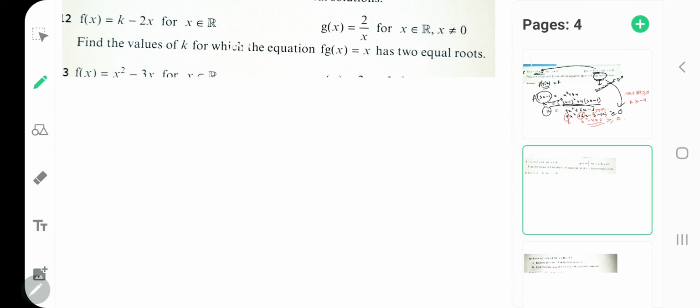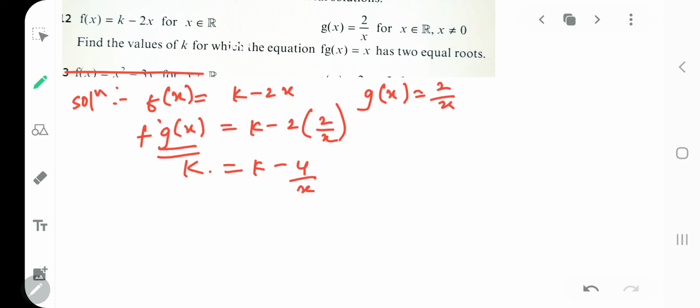Okay, can we take our next problem? Here we have f(x) = k minus 2x. Perfect. For x belonging to real numbers, g(x) = 2x. Find the value of k for which the equation f(g(x)) = x has two roots. Okay, my dear kids, what we have done here is, you have been given that f(x) is this, g(x) is this, and you have also been given that f(g(x)) is equal to x and it has real roots.